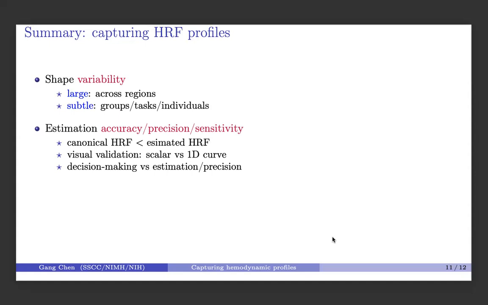So this is also aligned with our philosophy of modeling. We focus not on decision making, whether you have the hemodynamic response or don't, or whether you have a difference or you don't. No, we focus on estimation. Of course, there's always uncertainty associated with it, with the precision or standard error, for example.